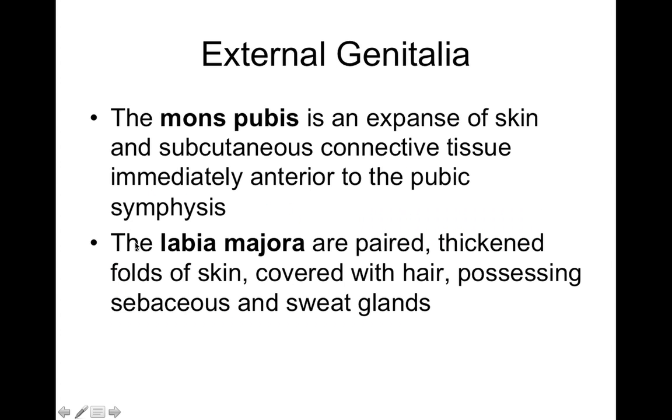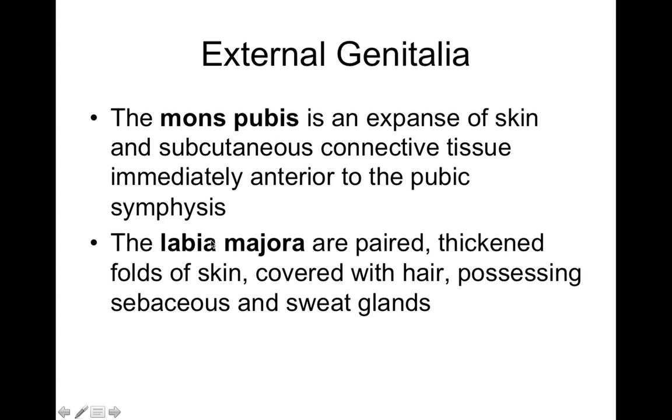Now, the mons pubis was that expansive skin and subcutaneous tissue just by the pubic symphysis. Labia majora were paired, thickened folds of skin that have hair, and they have sebaceous and sweat glands. In fact, remember there was a type of sudoriferous or sweat gland we only found in the groin and axillary and periareolar area. Remember the apocrine sweat glands? Those apocrine sweat glands produce the kind of oily type of sweat that's associated with body odor. Well, you find those near the labia majora, just like you find them near the scrotum in males.